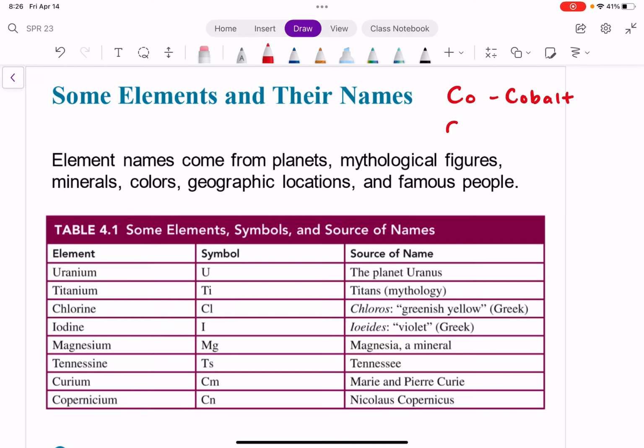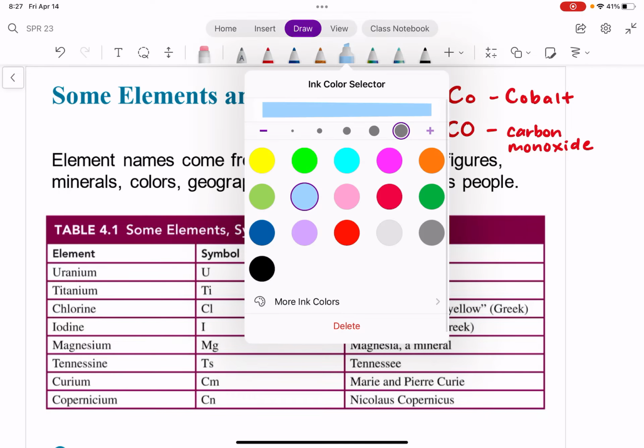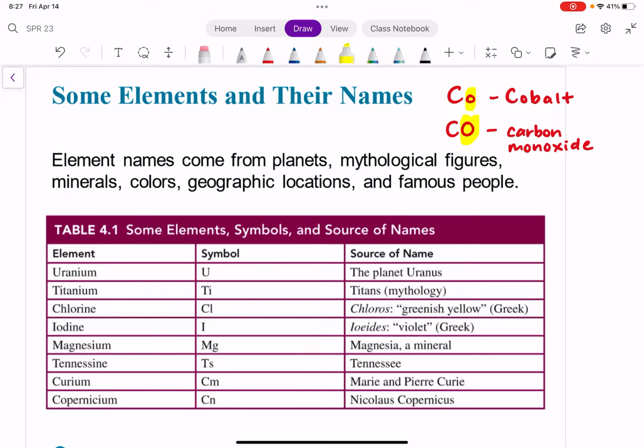Versus something like capital C, uppercase O, which is what? Anybody know? Yes, carbon monoxide. You probably have a carbon monoxide detector in your house or apartment. I hope you do. Because it's a colorless and odorless gas. So we need those detectors to make sure that we are not breathing that in because it's toxic to us. But yeah, they look pretty similar other than just this little o here and the big O here. So that's why capitalization is really, really important.